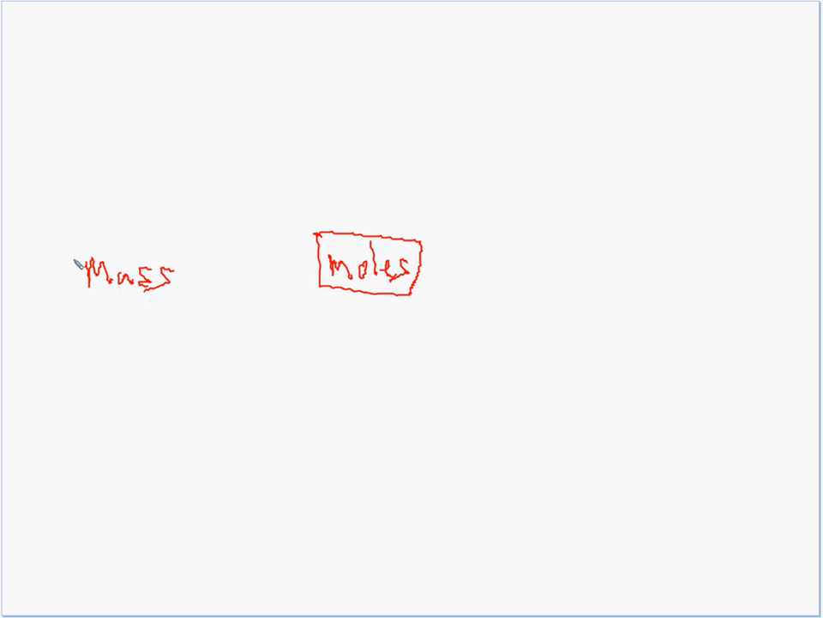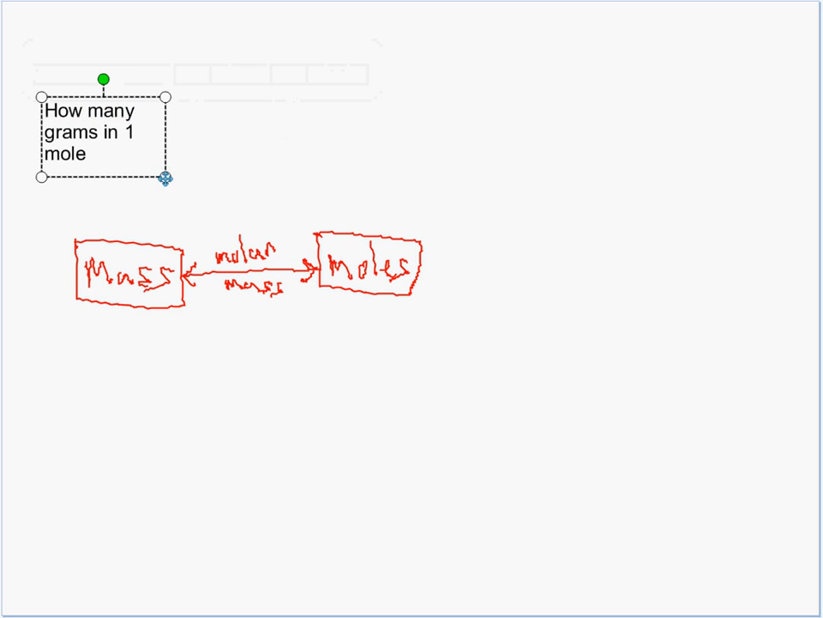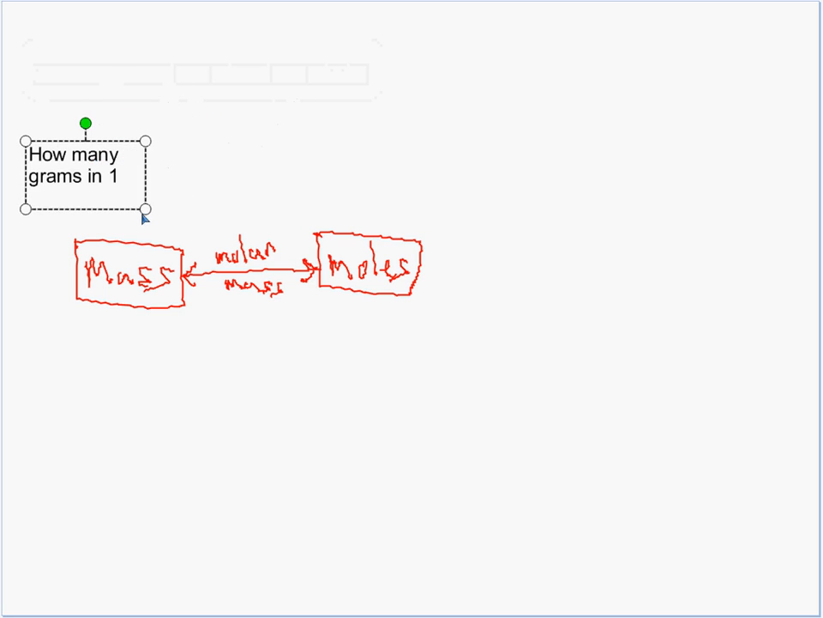So let's just start with mass. So mass, we know it has units of grams, and we know to convert from mass to moles, we need the molar mass. Okay, so what is molar mass? Well, molar mass is how many grams in 1 mole. Right, so that's all molar mass is. It's how many grams in 1 mole. So you calculate that from the periodic table, remember. And then you can use it for your conversion.